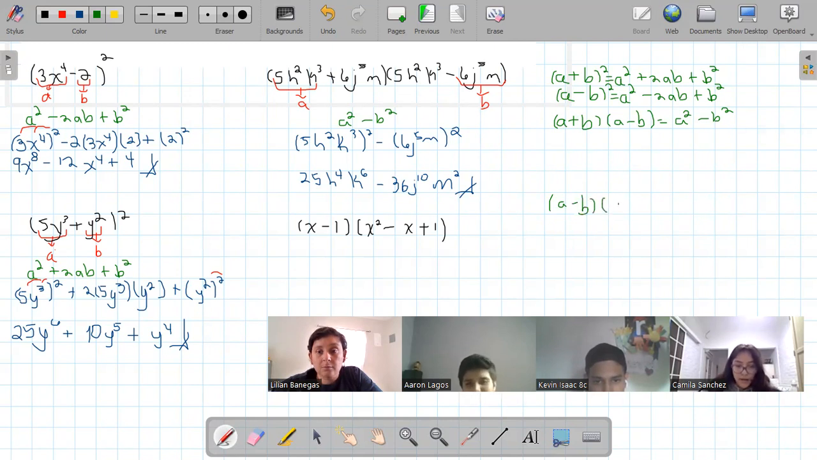and parentheses A to the second power plus AB plus B to the second power. And that will be equal to what? A to the cube minus B to the cube. Very good.